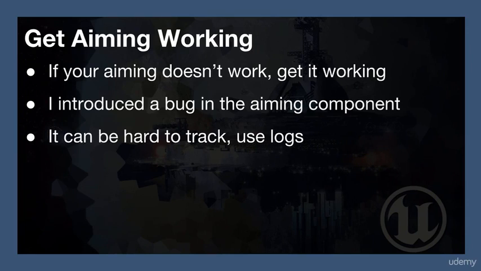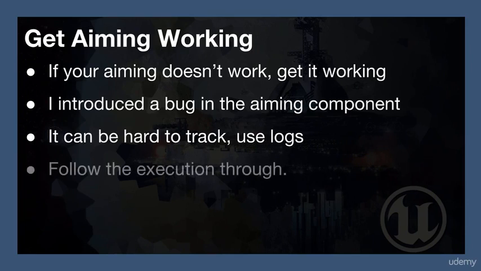It can be hard to track this bug. Use some log statements. Follow the execution through. Think about where aiming starts. Let me give you a hint in this case. My aiming starts, my tank, with a player controller. The AI tanks with the AI controller. Follow the execution through. Find out what's running and what's not. I suggest you use a single log statement, put it somewhere, compile, see if it's being run, move it, and find out where the problem is. Have a go, pause the video, and see if you can get aiming working if yours isn't.